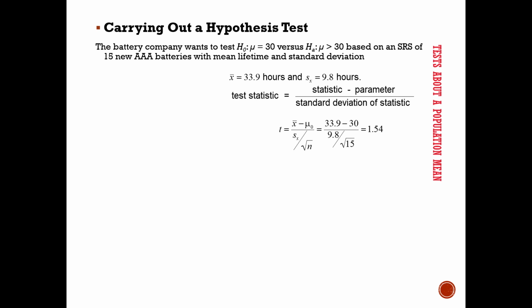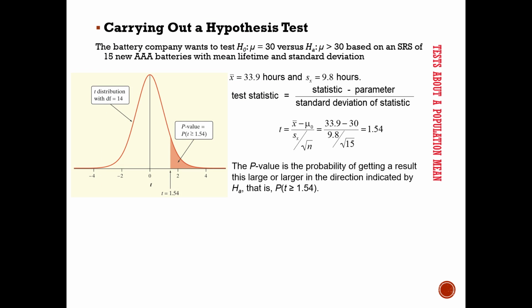Okay, so now let's get into the actual calculation of this test statistic and the p-value. So, again, the test statistic is going to be statistic minus parameter divided by the standard deviation of the statistic. So that's going to be x bar, or 33.9, minus mu null, or 30, divided by S sub x, which is 9.8, that in turn divided by root 15. Remember that the sample size is 15. Okay, so that gives us a t-value of 1.54, which is awesome.